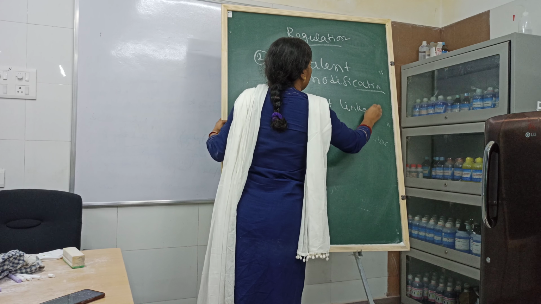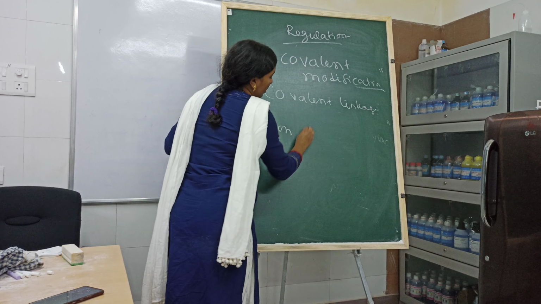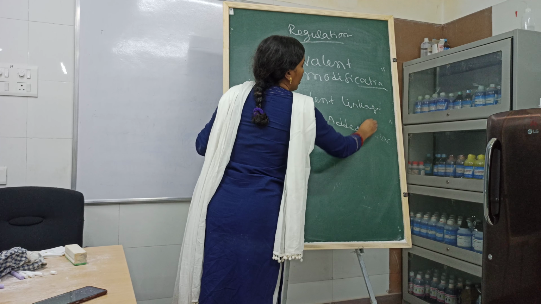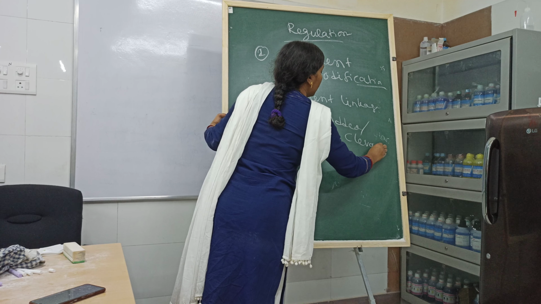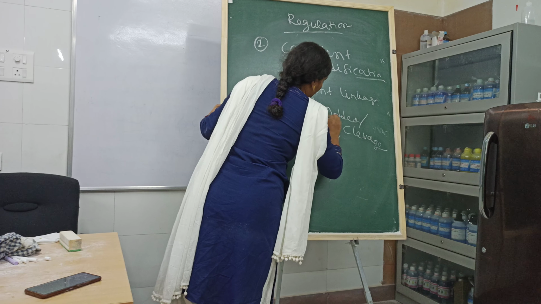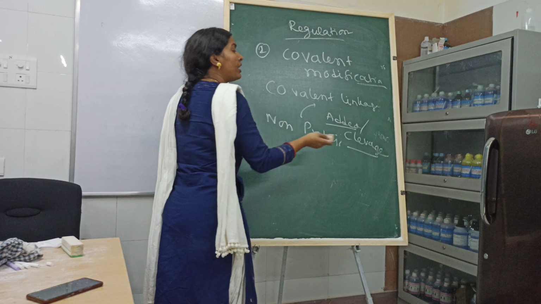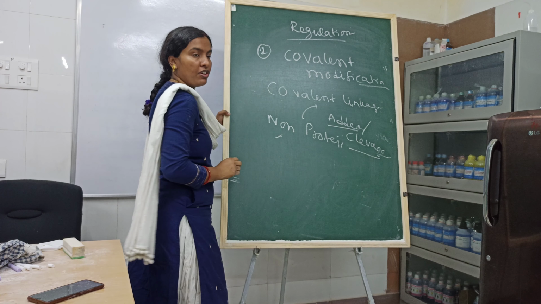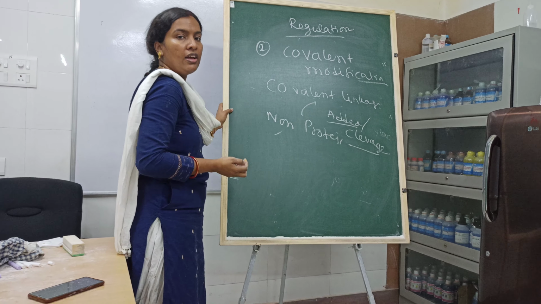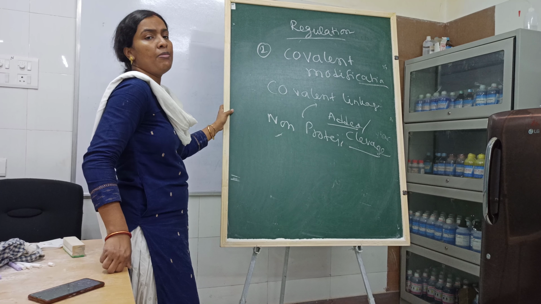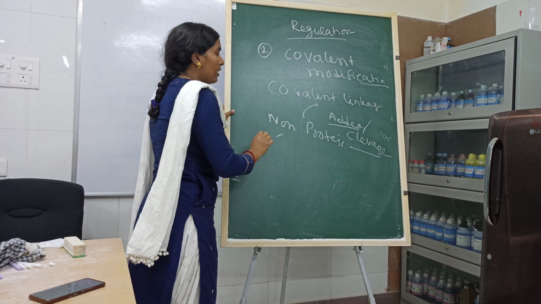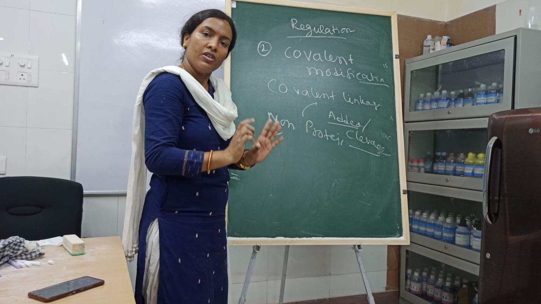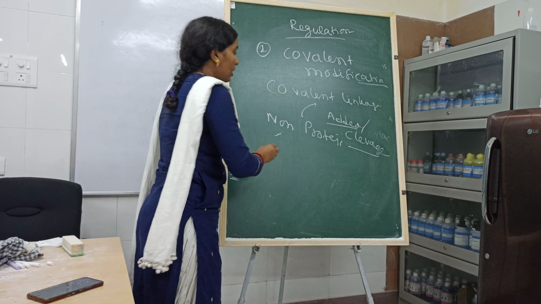And in this addition, a non-protein portion is added. It can be added or it can be cleaved. So a covalent bond can be formed or a covalent linkage can be cleaved in this type of modification, and this causes increasing or decreasing of the enzyme activity. Clear? So a non-protein portion can be added to the enzyme or it can be clipped from the enzyme. This is the basic form of covalent modification.